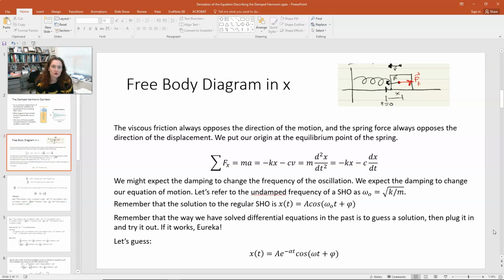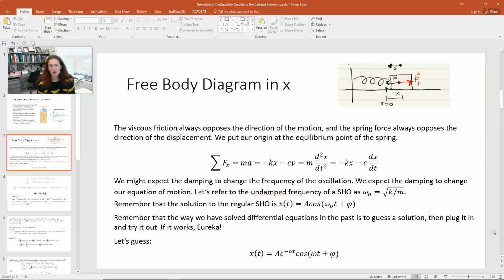Now, the equations for that are Hooke's law for the spring force, F is equal to minus kx. And remember, k here is the spring constant. And if you put your origin at the equilibrium position, then x is the displacement of the mass from equilibrium. And then we have the viscous friction, which is minus cv. c is the damping coefficient, and v is the velocity. So the frictional force has a minus sign in it because it's always opposing the direction of motion.